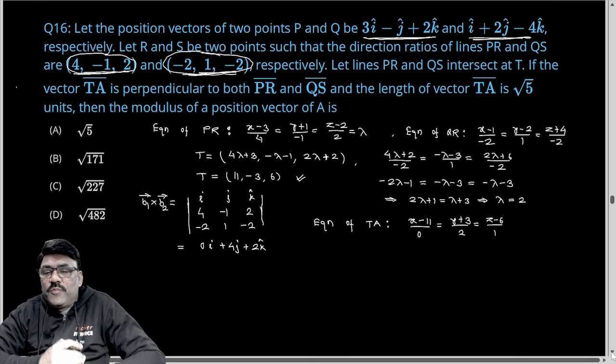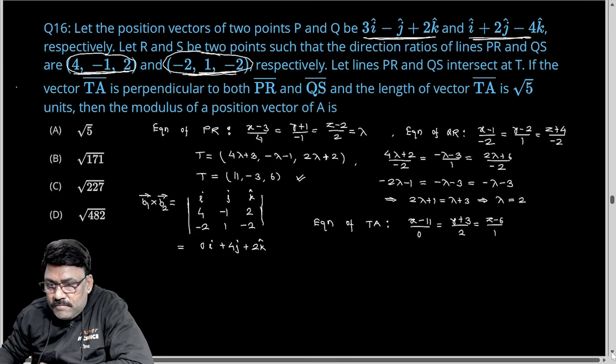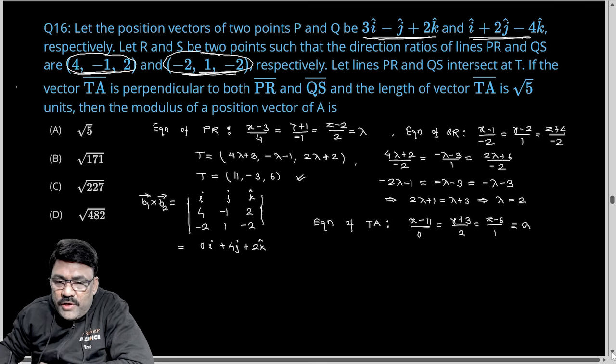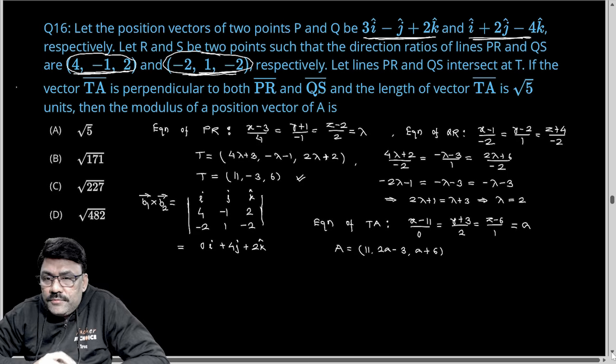Now I have to find the point A. A point lies on this line. So if I take this parameter as, let's say, A only, then the point A can be written as 11, 2A minus 3 and A plus 6.